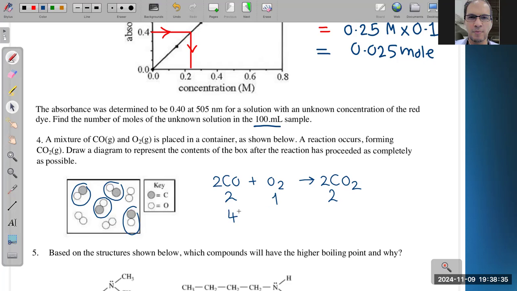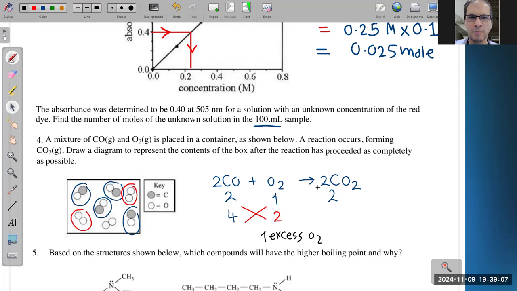According to the ratio, the 2 moles should react with 1 mole. So the 4 moles will react with how many? The ratio is 2 to 1, so it will react with half the amount, which is 2. I get this with the cross multiplication. So I'm supposed to have 2 moles of oxygen only. This is the 2 moles of oxygen. While in fact, in the drawing, I have 3. So I have 1 excess oxygen here.